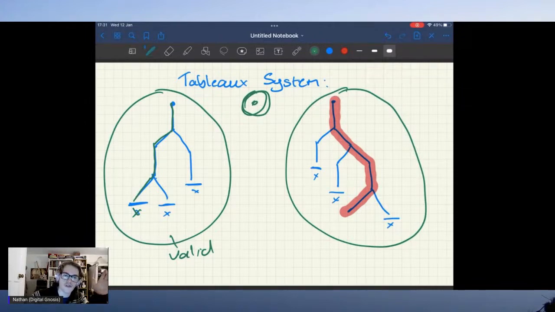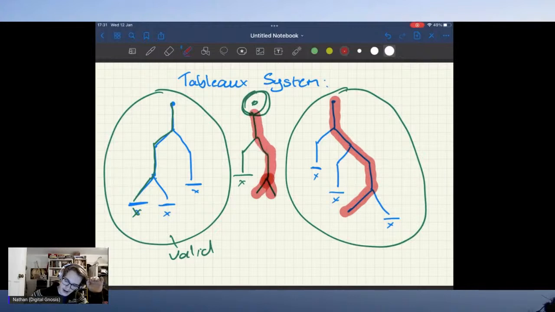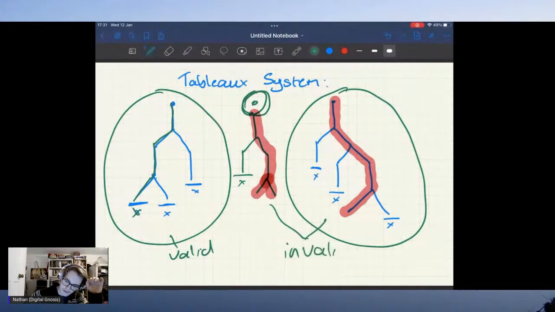So we have all of our formulas at the root node, and then we apply our rules over and over again in order to build out our tree. And we either reach a contradiction or we exhaust all our rules and we still have open branches. If we exhaust all our rules and we still have open branches, such as these, then we say it is proof theoretically invalid.